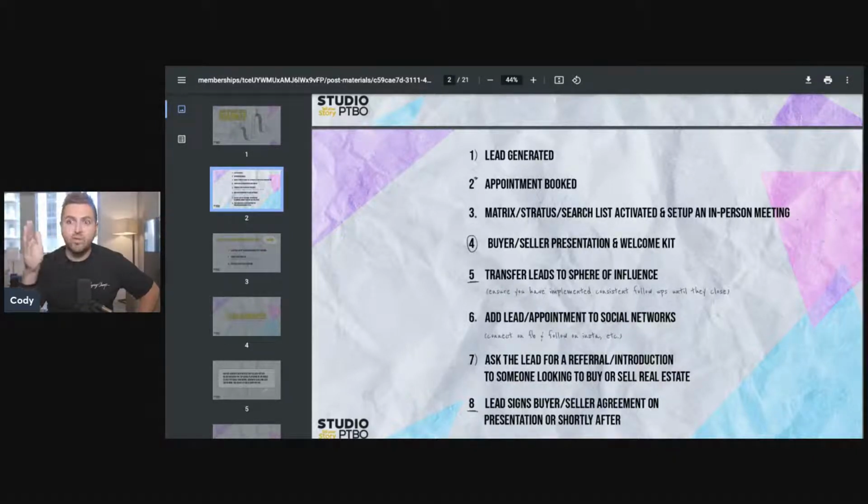And the next step is to transfer the lead to your sphere of influence. How do you treat online leads? That's the question I ask. A lot of people will say, well, they're tire kickers, for example.